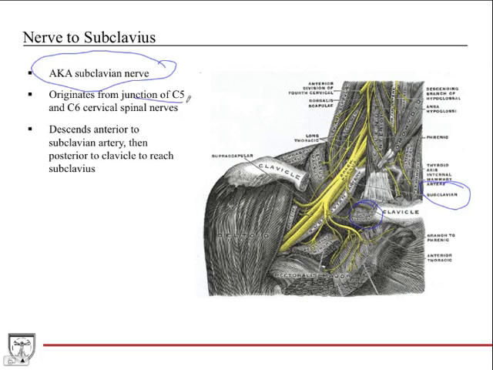It originates from the junction of the C5 and C6 spinal nerves. Then it descends anterior to the subclavian artery. You can see that right here. It's coming down across the subclavian artery. And then it goes posterior to the clavicle. So the clavicle is kind of cut away here, but you get the idea. And then that's how it reaches the subclavius muscle.